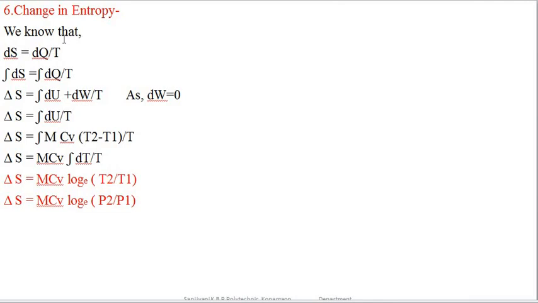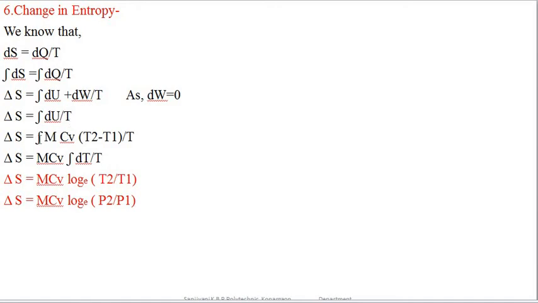Now we know that change in entropy is given by the formula dS is equal to dQ by T. So integrating this formula between state points 1 and 2 to find the total change in entropy, the integration of dS is equal to the integration of dQ by T. So that becomes delta S. Now we know that dQ is equal to dU plus dW, divided by T according to the first law, where dW is 0. Therefore the formula only becomes the integration of the change in internal energy dU divided by temperature T.